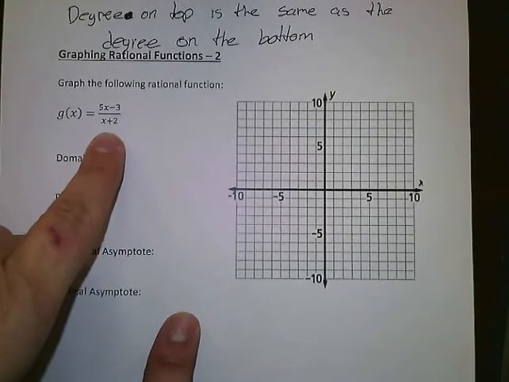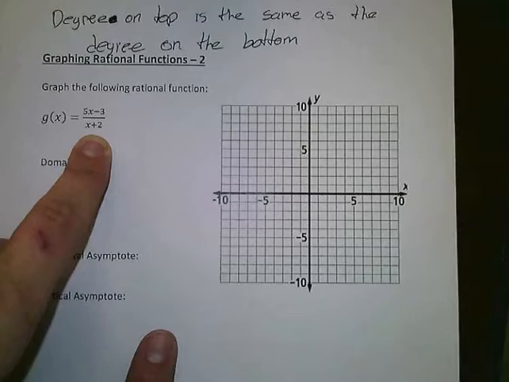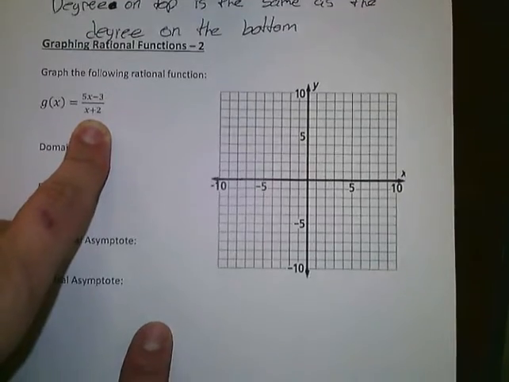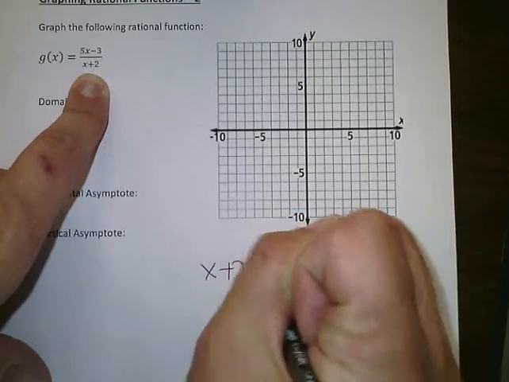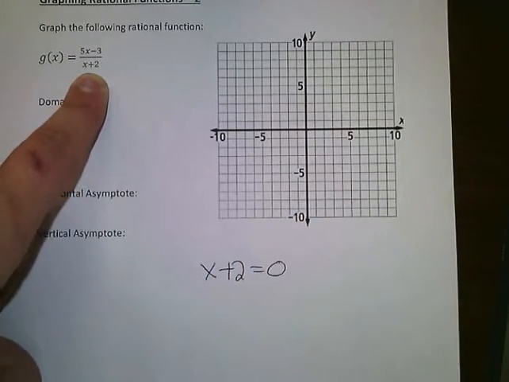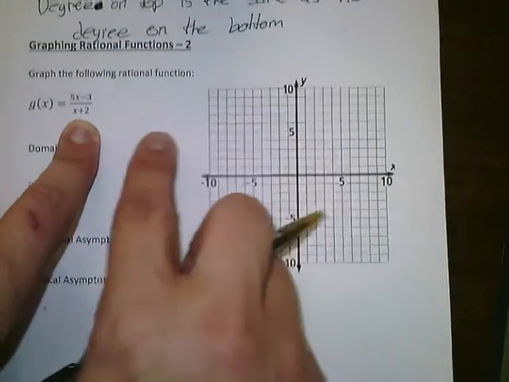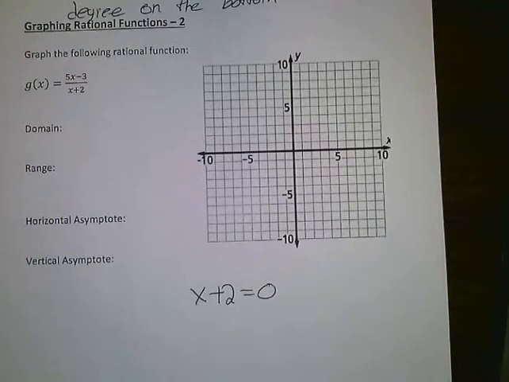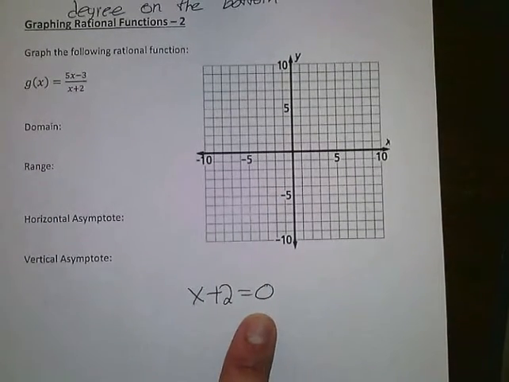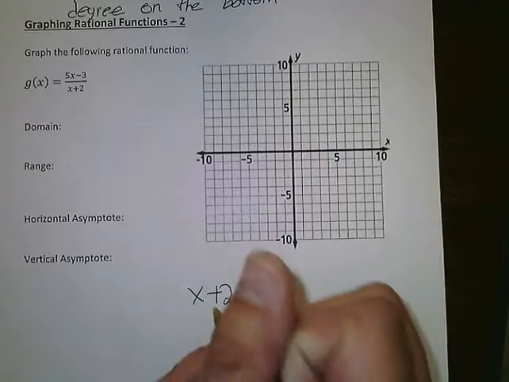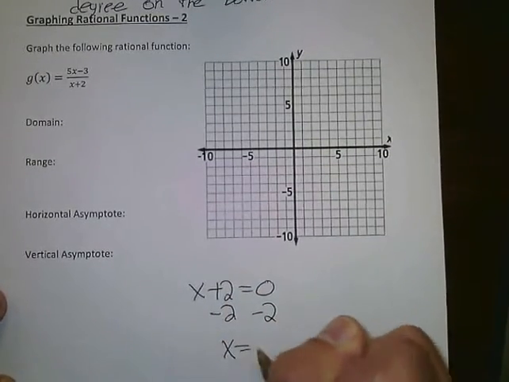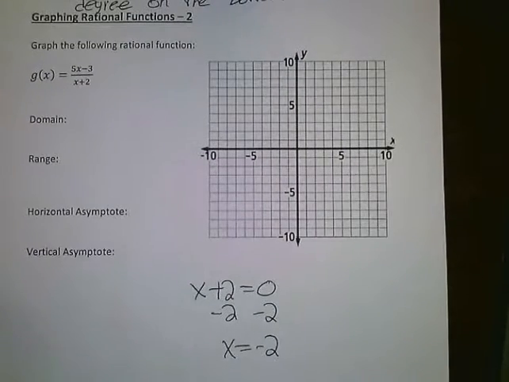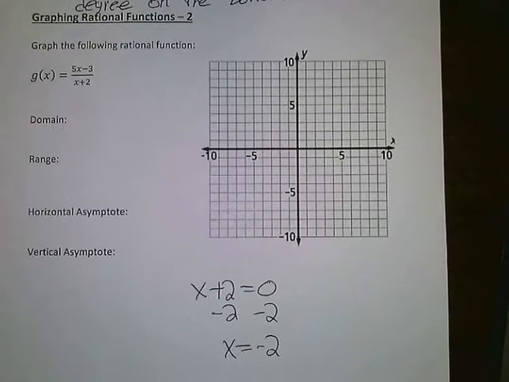The first thing we're going to focus on, and kind of the big thing we want to avoid, is dividing by 0. So I'm going to take the denominator, that x plus 2, and set that equal to 0 and solve. So when the degree on the top and the bottom is the same, take the denominator, the bottom, set it equal to 0, and solve. If I'm trying to solve this for x, I would subtract 2 from both sides. I'm going to get x is negative 2.